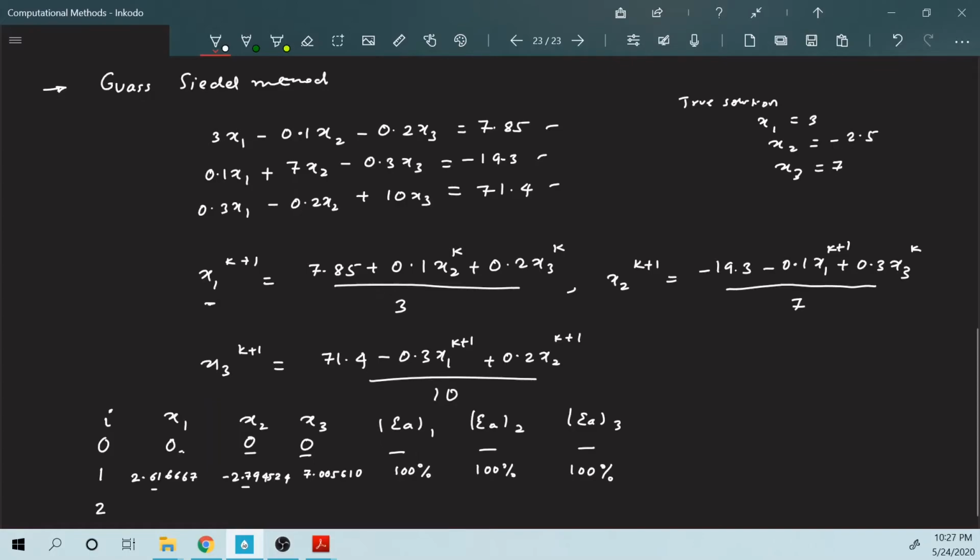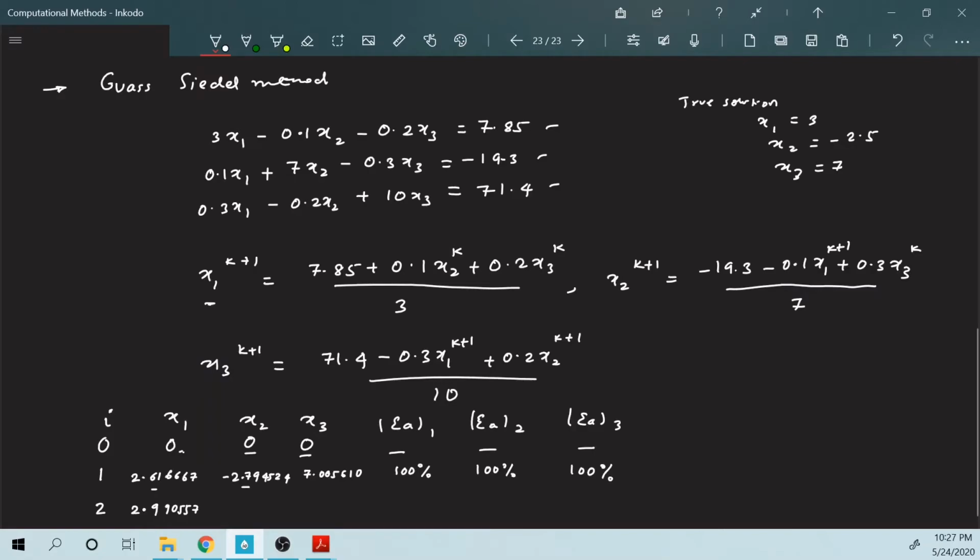Again, for the next iteration, for x1, you don't have any other choice other than to substitute the value of x2 and x3. So you are going to substitute the value of x2 and x3 in this equation, and you'll get the value of x1. If you do that, you'll get the value of 2.990557. Now the value of x1 is available.